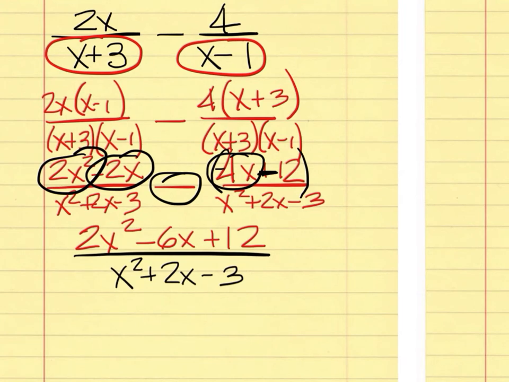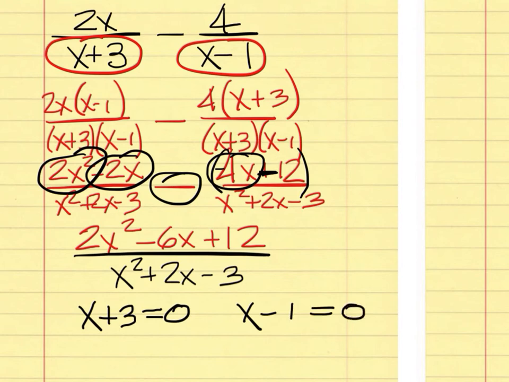And next up is finding the excluded values. How am I going to find the excluded values? And that goes to Applegate M. The top, we put x plus 3 equals 0 and x minus 1 equals 0. That's right, x plus 3 equals 0 and x minus 1 equals 0. Set the denominators equal to 0.